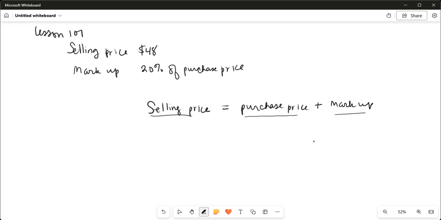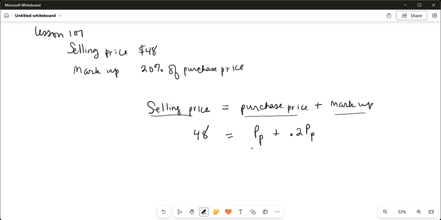We don't know what the purchase price is, but whatever it is, it's 100% of the original. So we're just going to put it as PP, and then we would add the markup, which is 20%, so we're going to put 0.2. That's 0.2 of the purchase price, so they're the same variable. We know that the selling price is $48.